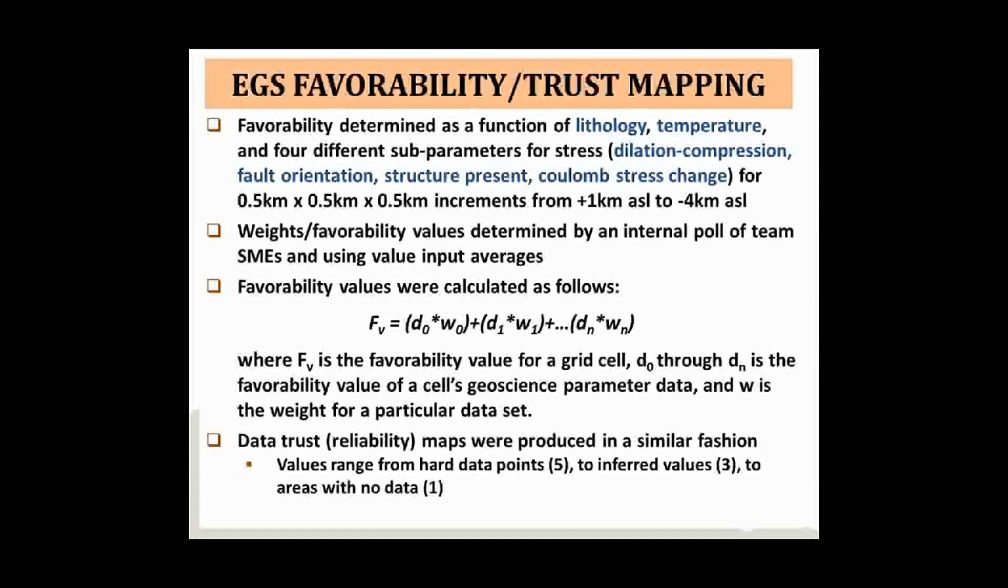So the favorability values were determined by the following equation. A favorability value, or FV, equals D sub O, which is the favorability value of a cell's geoscience parameter, times the weight of that parameter. And we did that for all the parameters that we were looking for. Data trust or reliability maps, as I mentioned before, were produced in a similar fashion with the values ranging from a 5, the highest value, and that's for hard measured data. If we had inferred values, that was a 3, and everywhere we had no data, that was a 1.